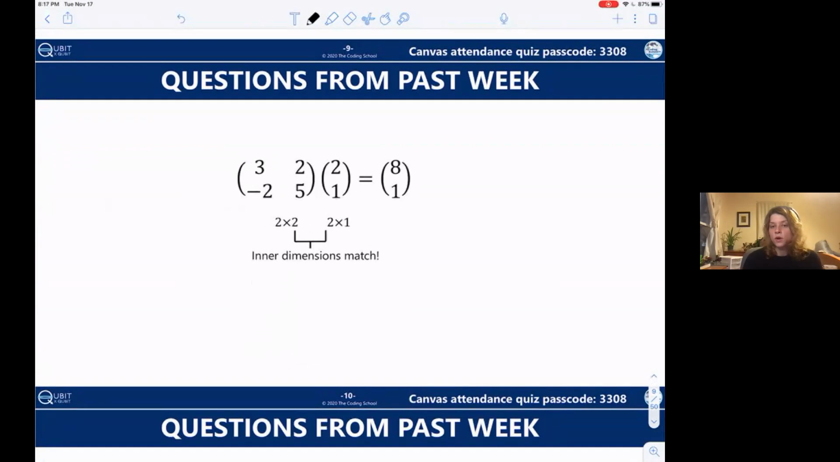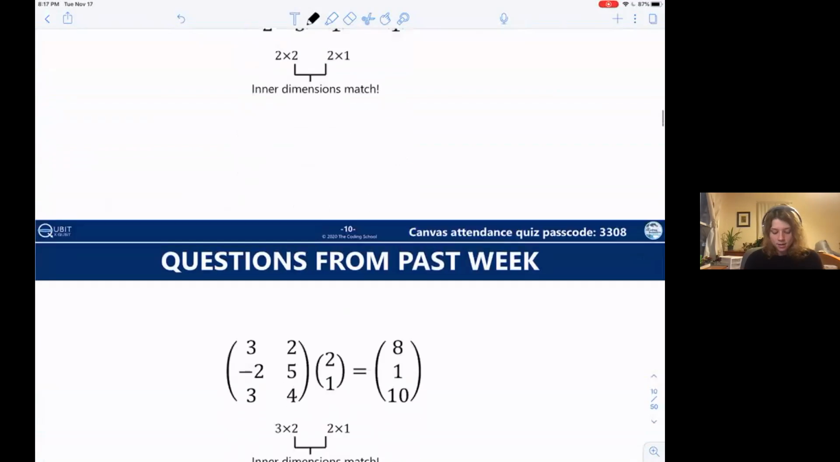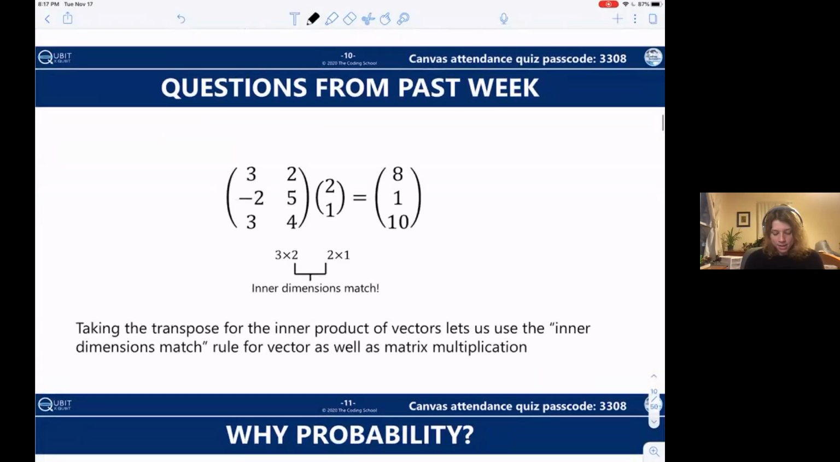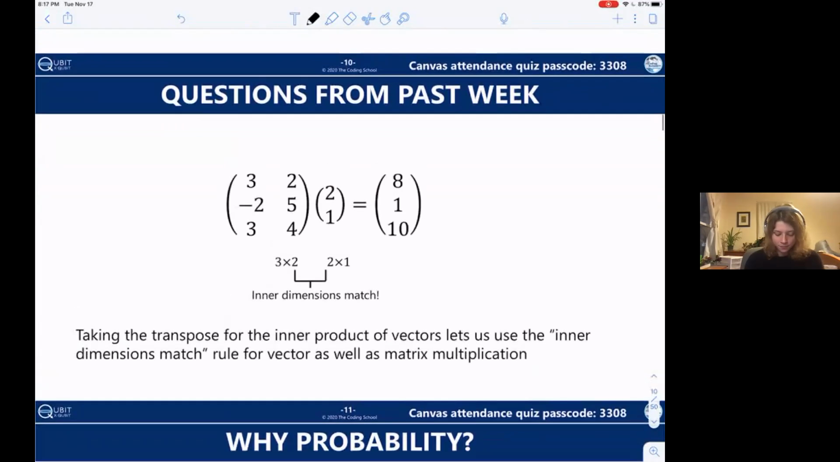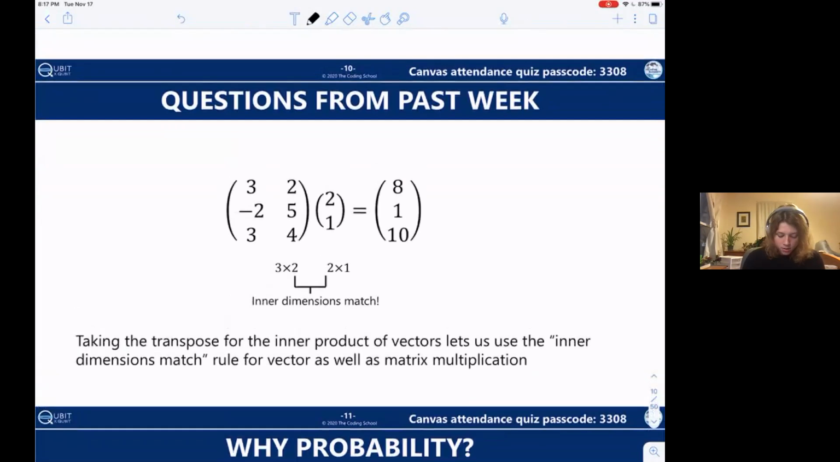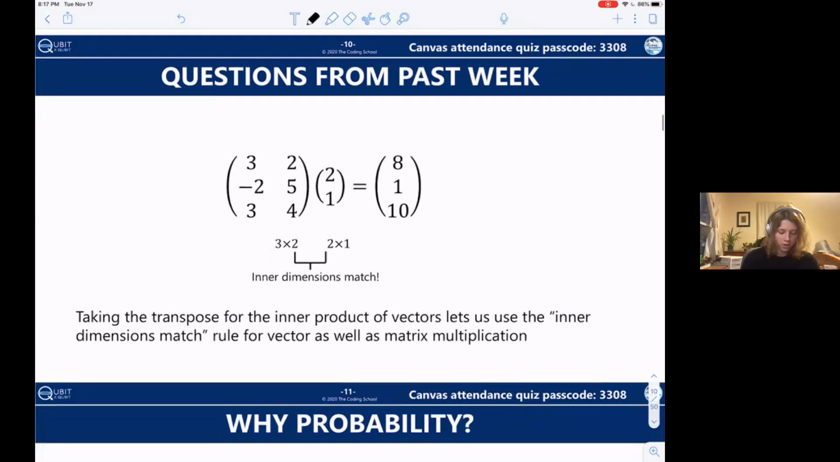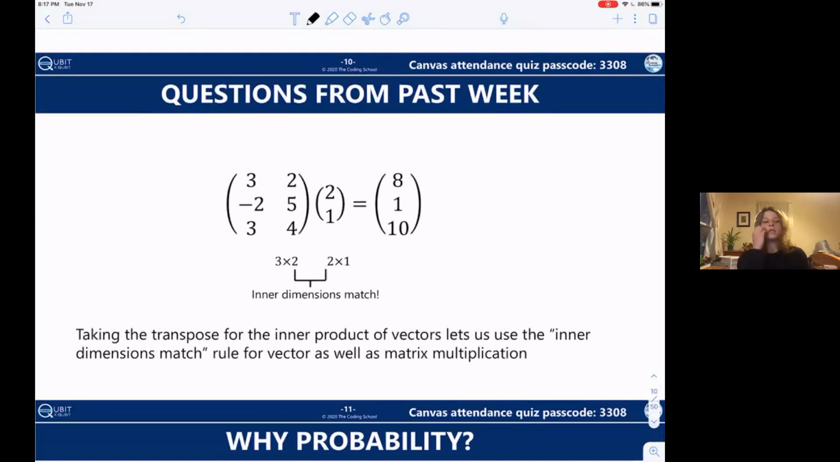And so we do this for vectors as well, just to be consistent. And here's another one. So this is just noting what I said before, that we just want to make sure we always have this consistent rule. We're not using different rules in different situations.